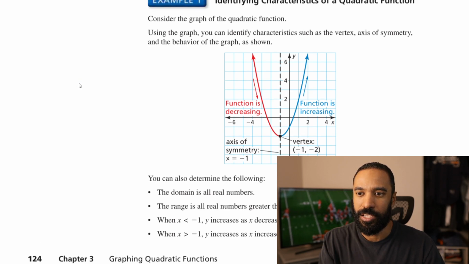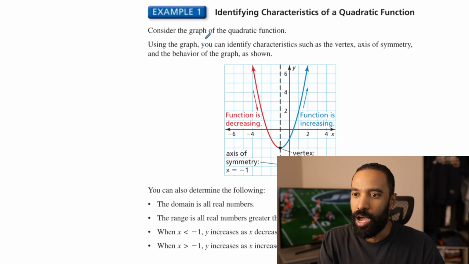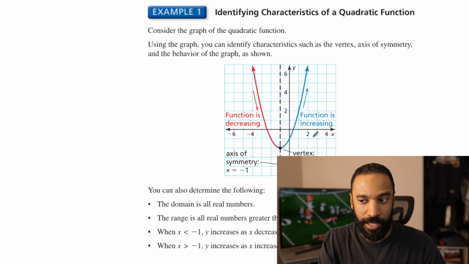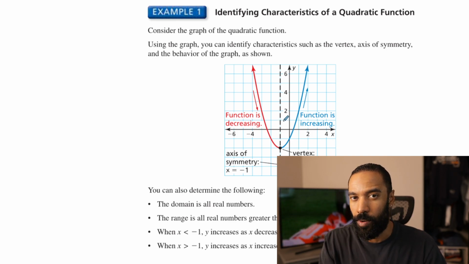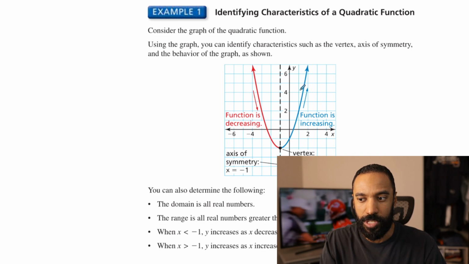Okay, identifying characteristics. So let's see what different things they're going to want us to mention. We are going to consider the graph, whatever it is, even if they don't give us an ax squared graph, they're just going to say, based on the graph, can you tell me the characteristics?